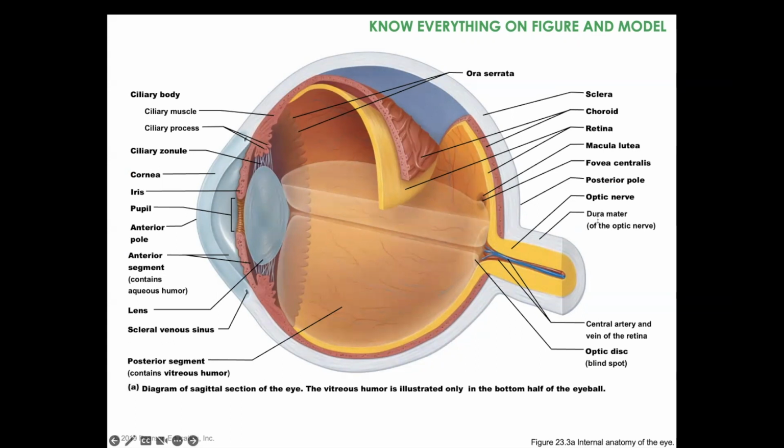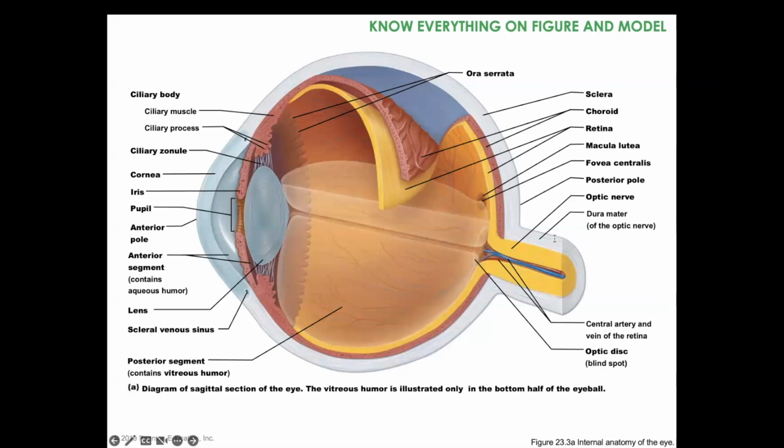The lens is held in place by the ciliary zonules attached to the ciliary processes, and the ciliary processes are extensions off of the ciliary muscle. The ciliary muscle and ciliary processes together are referred to as the ciliary body. And then lastly, the ora serrata separates the ciliary body and the retina.